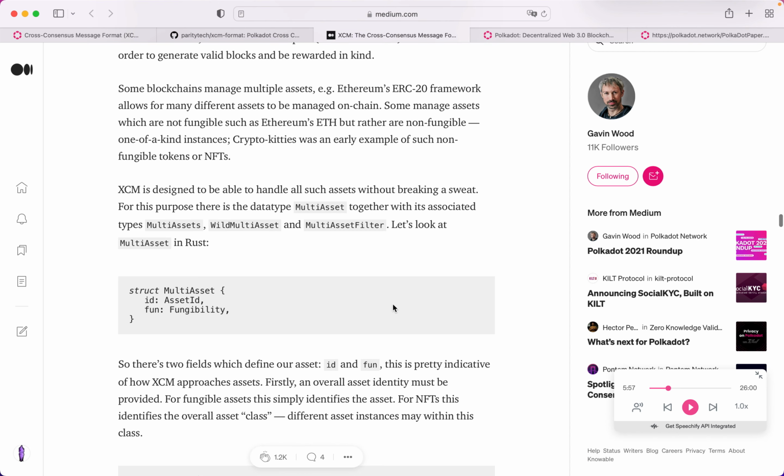Some blockchains manage multiple assets. For example, Ethereum's ERC20 framework allows for many different assets to be managed on-chain. Some manage assets which are not fungible, unlike Ethereum's ETH, rather are non-fungible, one-of-a-kind instances. CryptoKitties was an early example of such non-fungible tokens or NFTs. XCM is designed to be able to handle all such assets without breaking a sweat. For this purpose, there is the data type MultiAsset together with its associated types MultiAssets, WildMultiAsset and MultiAssetFilter. Let's look at MultiAsset in Rust.